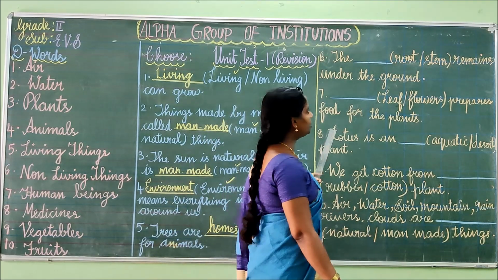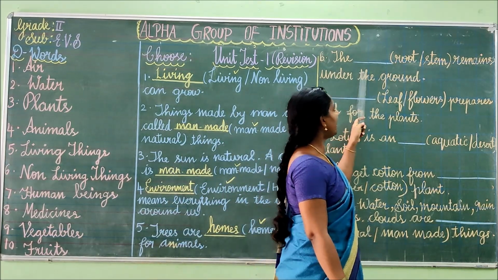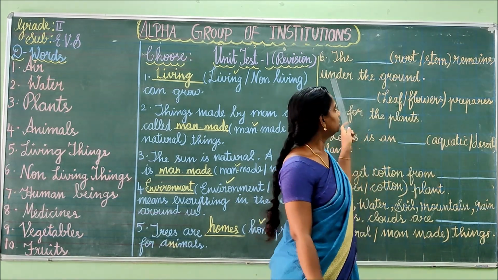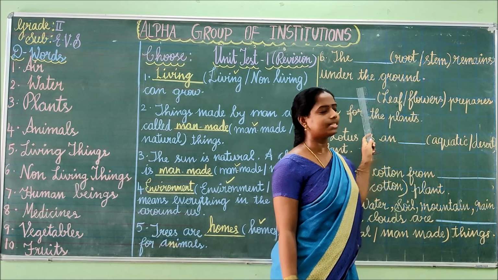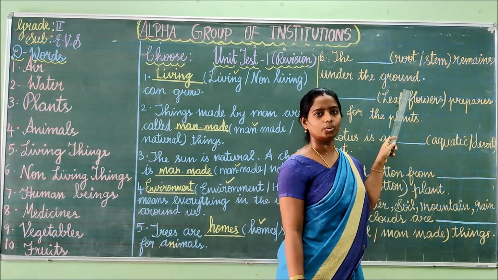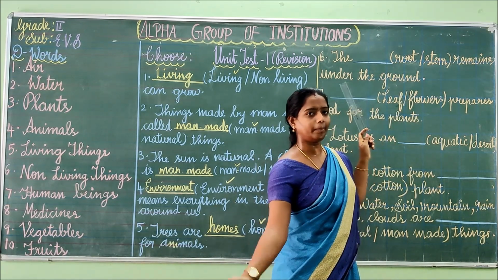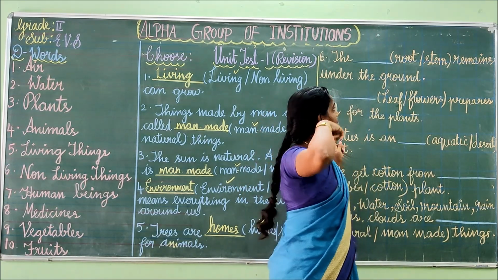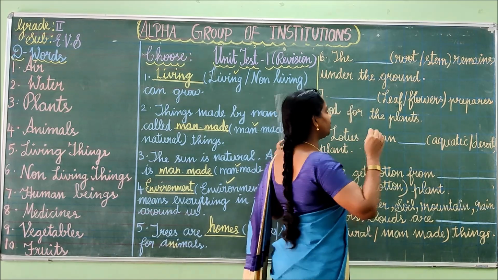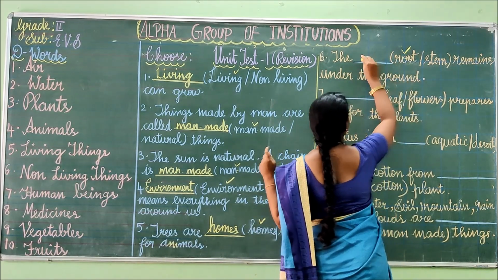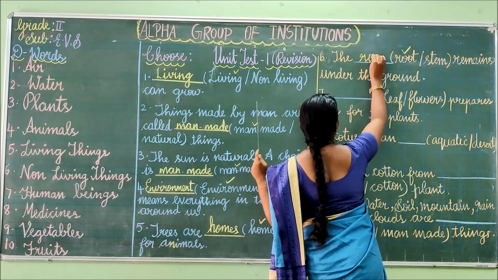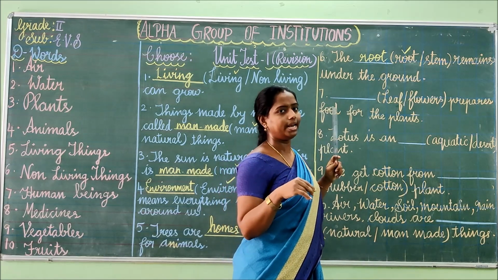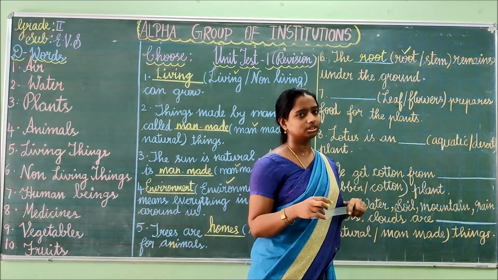Then shall I show you the sixth one, children? The dash remains under the ground. You all know that only the root remains under the ground. The stem is all above the ground, isn't it? The answer for this is root. You have to put a tick mark on it and write it in this blank. R-O-O-T, root. The root only remains under the ground.